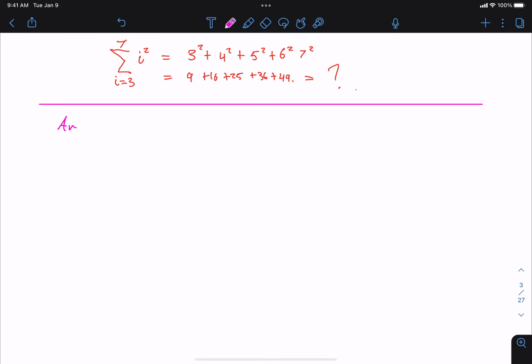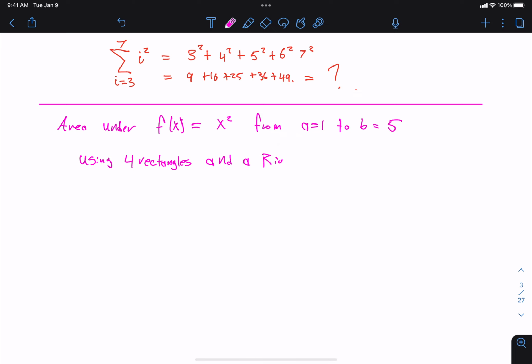I want to do the simplest possible example first, so I'm going to make one up. Let's do the area under f of x equals x squared from a equals 1 to b equals, let's do 5, using 4 rectangles and a right-hand Riemann sum.